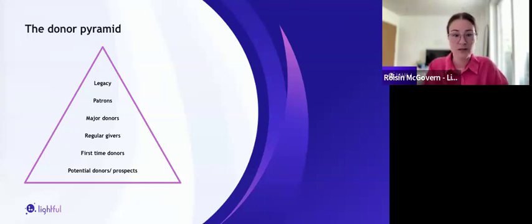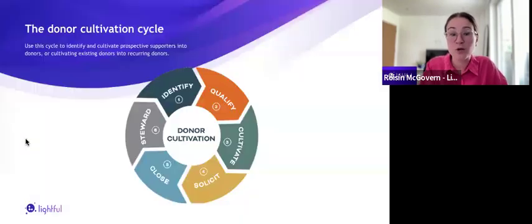them to do. Now, another concept to think about when you're thinking about donor stewardship is the donor cultivation cycle. Now, this might be something you're already using, whether you realize it or not. And essentially, it's the process of identifying and cultivating prospective supporters into donors. Or it can also be around engaging previous or lapsed donors and then converting them into regular givers.